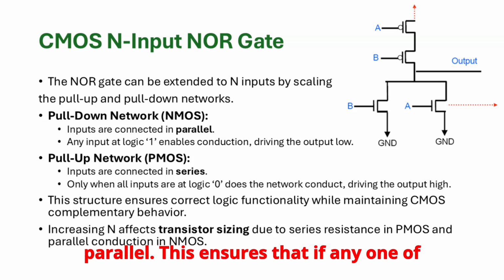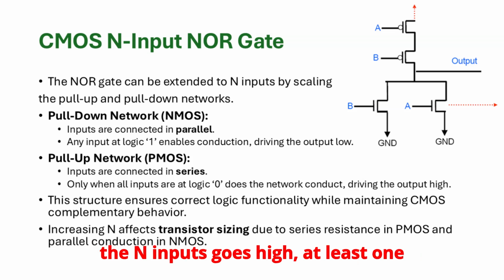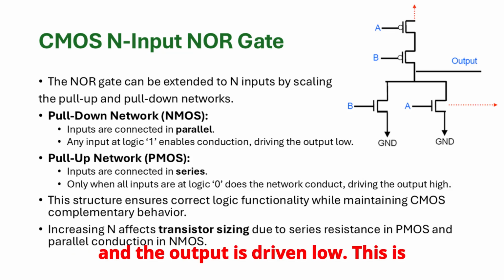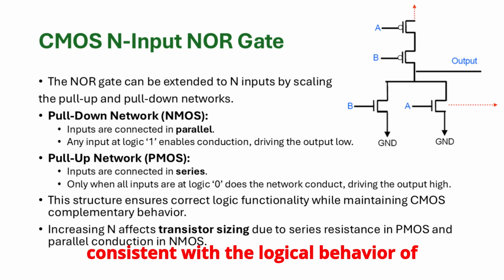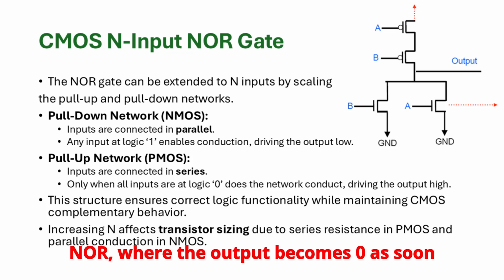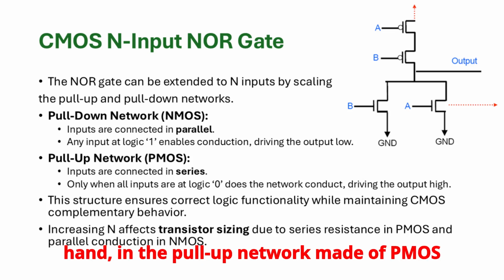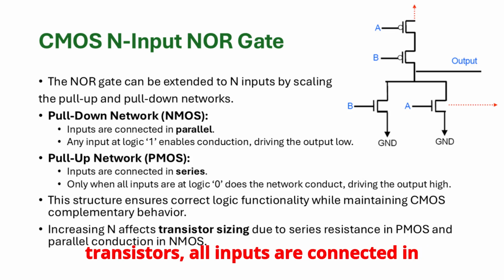This ensures that if any one of the N inputs goes high, at least one conduction path is established to ground, and the output is driven low. This is consistent with the logical behavior of NOR, where the output becomes 0 as soon as any input is 1. On the other hand, in the pull-up network made of PMOS transistors, all inputs are connected in series.